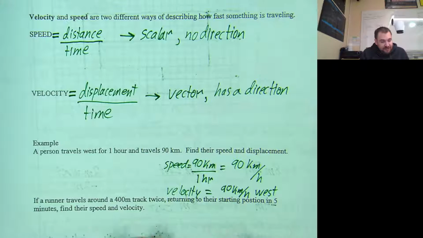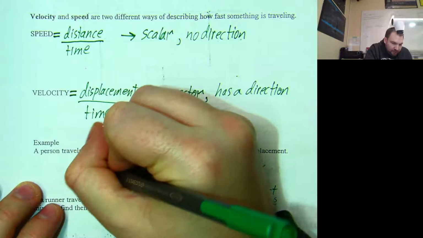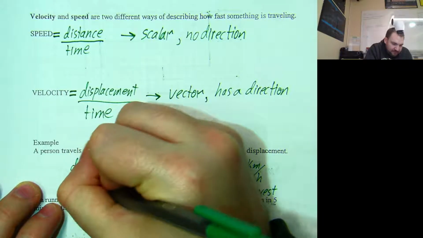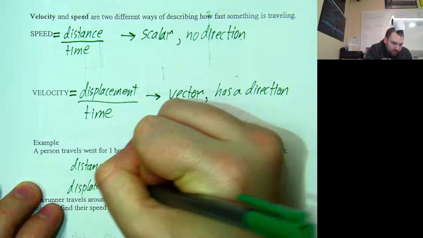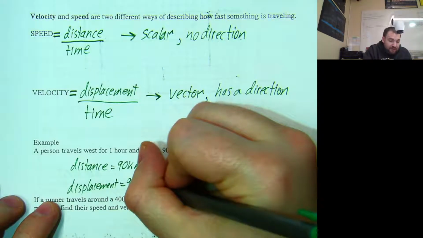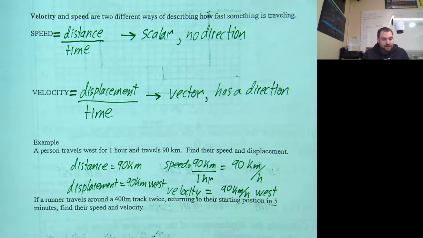So in this case, speed and velocity are very similar. The only difference is the addition of west. The distance traveled, you already pulled that out. The distance is 90 kilometers. The displacement is 90 kilometers, and then Manuel, you added west. So in some circumstances, your distance and displacement are exactly the same, and so your speed and velocity are exactly the same. The only difference is we've added a vector, or a direction, here.